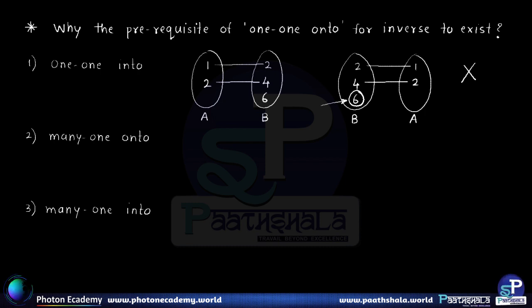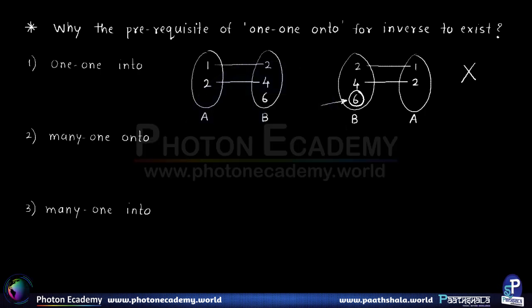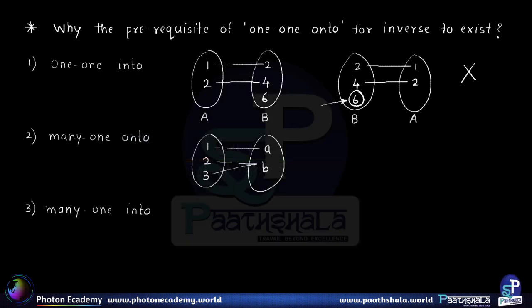Now let's consider the second case, that is, what happens if we have a many 1 onto function. So if we have say 1 2 3 and say something like A B. Now here it is clearly many 1 because 2 and 3 map to the same element B, and it is onto because the entire second set is covered. Alright. Now let us see what happens if we flip the sets.